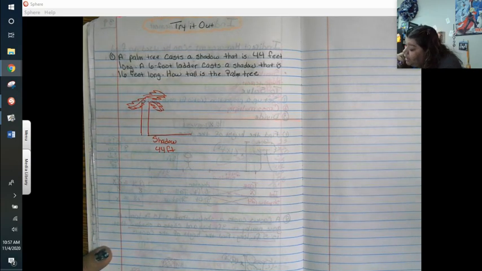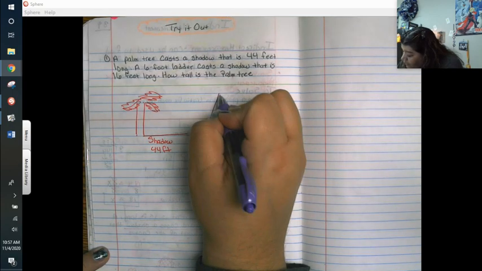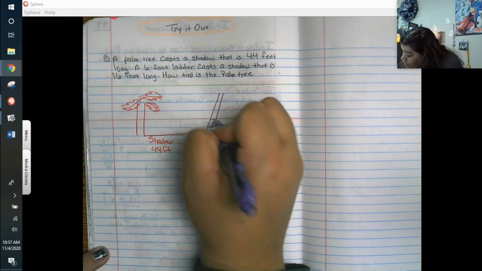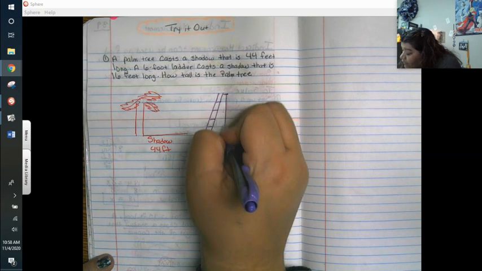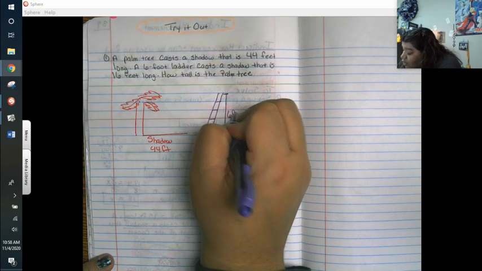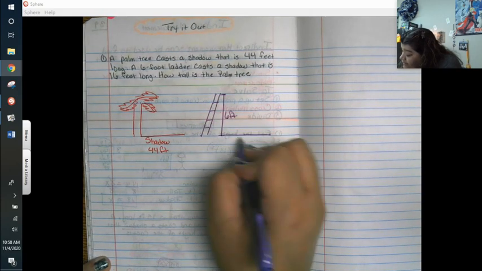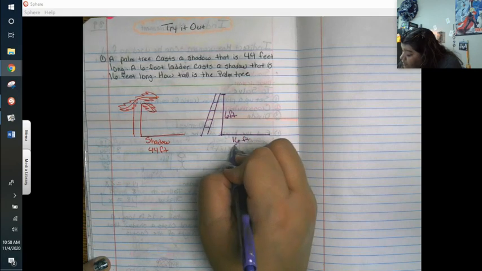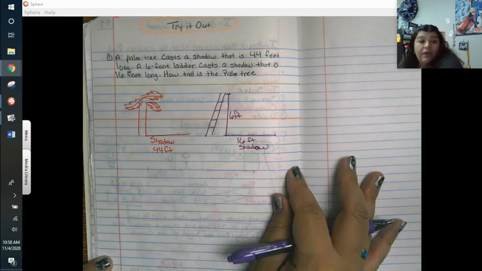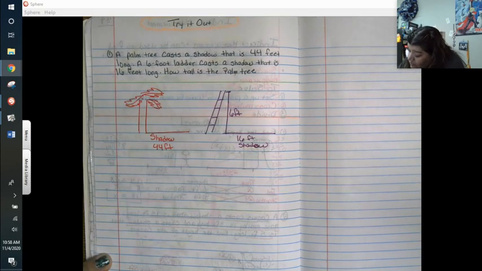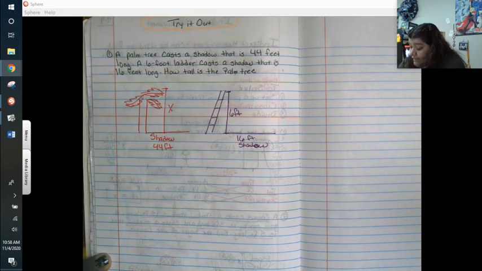He's done. A 6-foot ladder. Here's my ladder. Okay. My 6-foot ladder. Oh, so that tells me the height. Perfect. So this is 6 feet tall. Casts a shadow. There's a shadow. That is 16 feet long. 16 feet shadow. How tall is the palm tree? So I need to figure out how tall this guy is right there. So let's set it up.